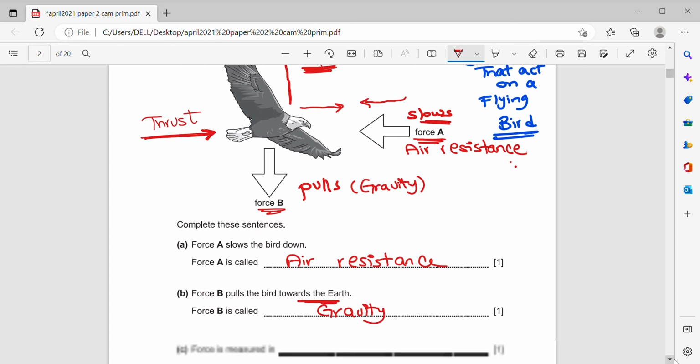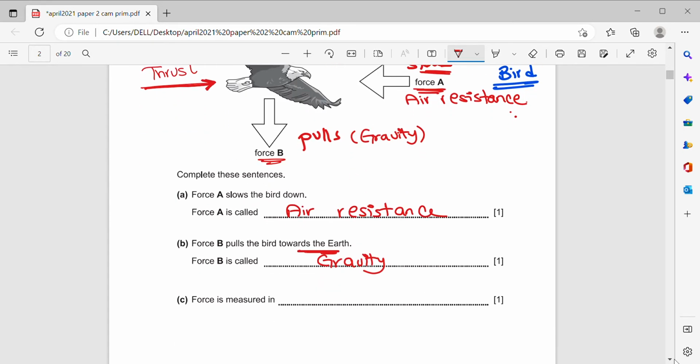Great. Question C. Force is measured in. What's the unit used to measure the force? It is N, or you can say Newton. If you write N, it's correct, or newtons. But it should be uppercase N. If you write lowercase n, it's a wrong answer.